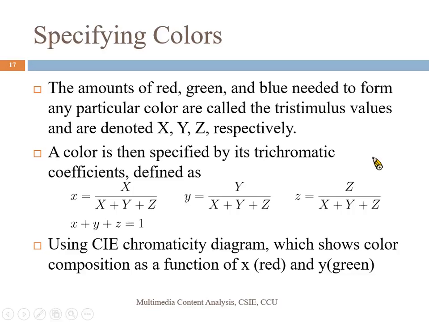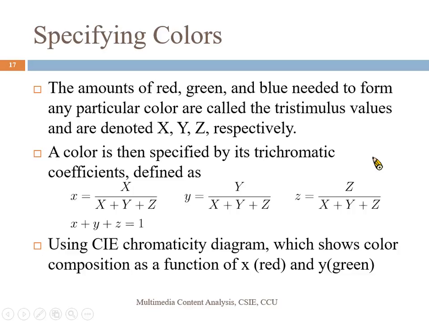So in computer systems, how can we describe a color? Basically, according to the foundation we described above, we have to specify the amounts of red, green, and blue to describe a particular color, and so we need three stimulus values that are jointly called the tri-stimulus values, and we denote them as X, Y, and Z respectively.